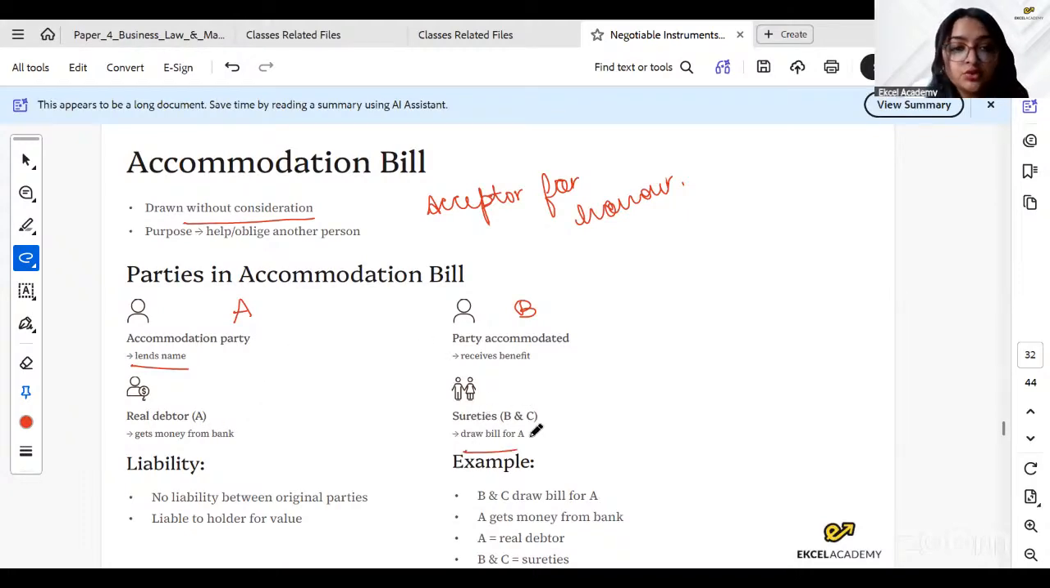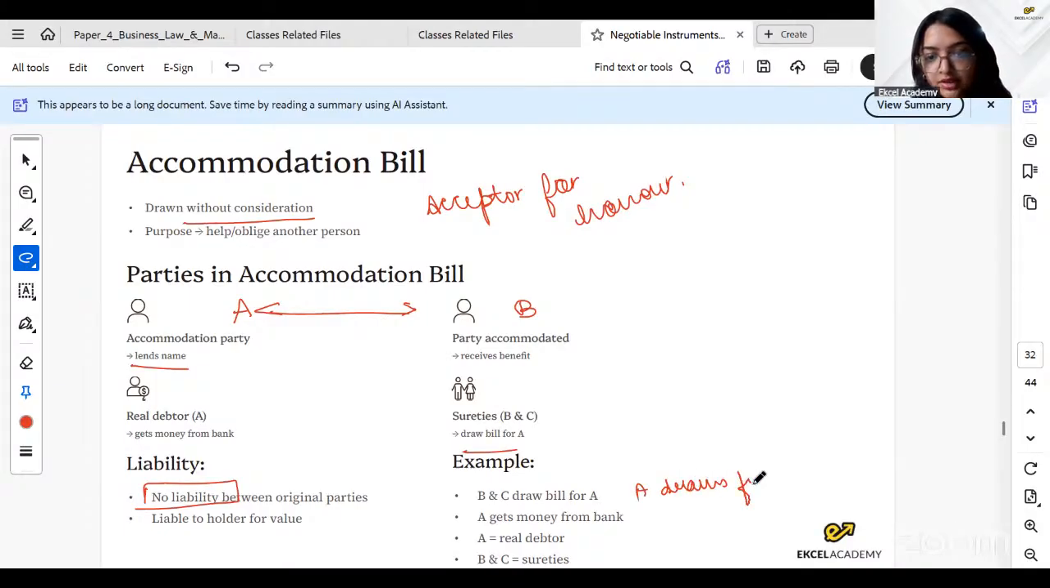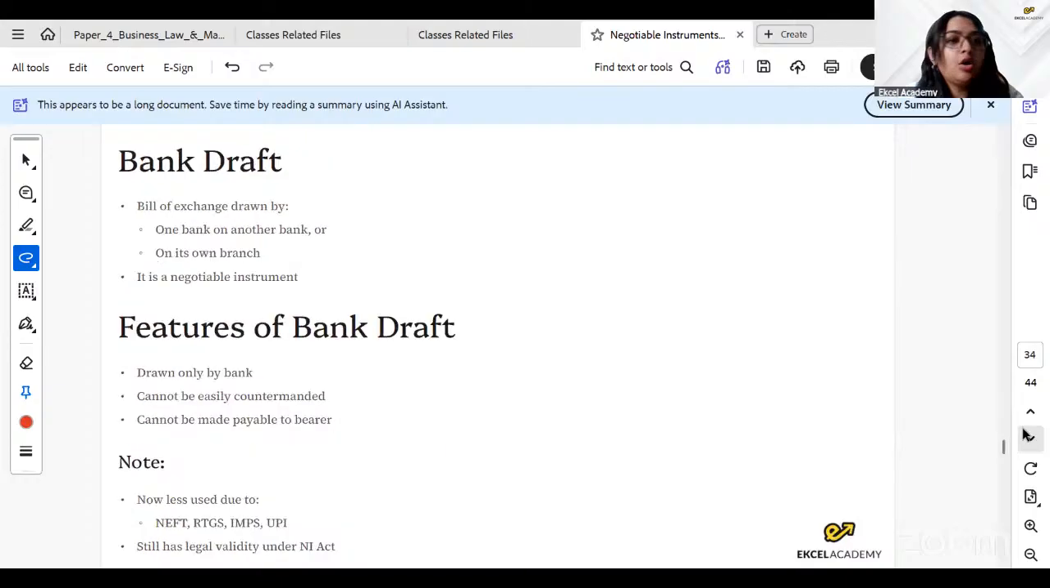Sureties are the ones who draw the bill. So liability, A and B originally have no liability at all. Example, B and C draw a bill for A, A gets money from the bank, A is the real debtor. In our case, A draws for B and B gets money from the bank. So I hope you have been able to understand the concept of your accommodation bill.